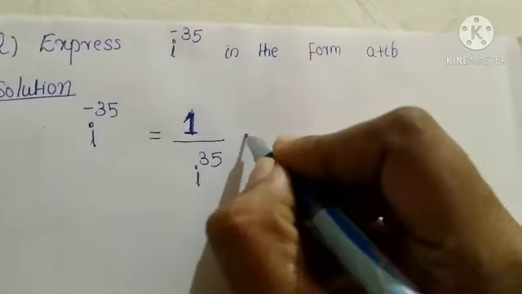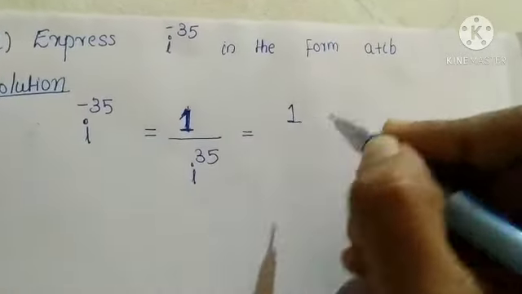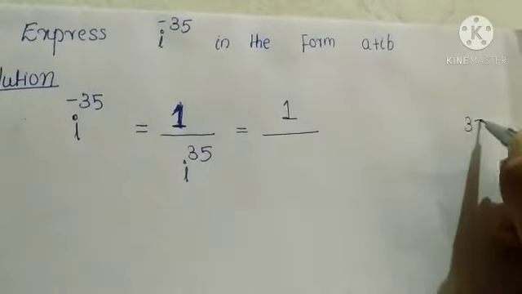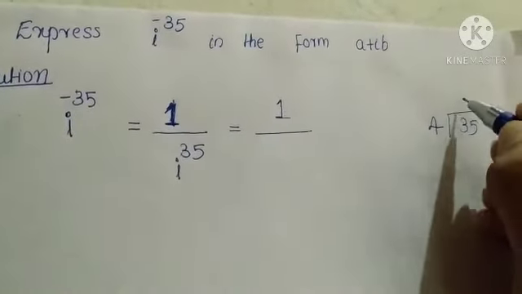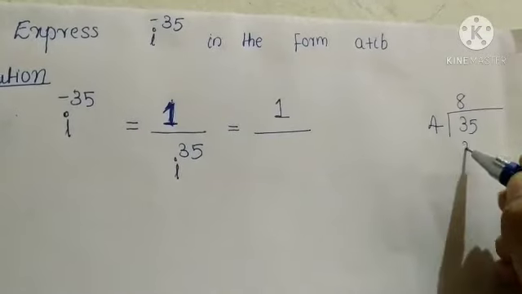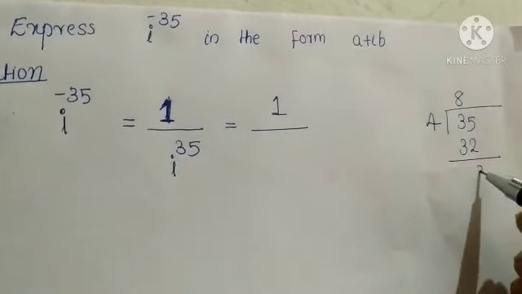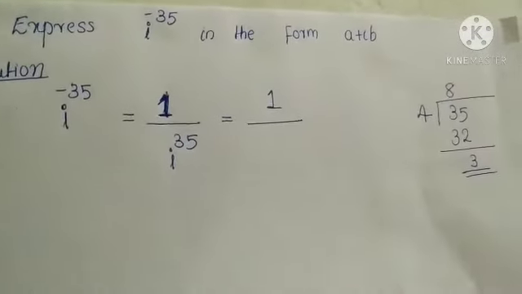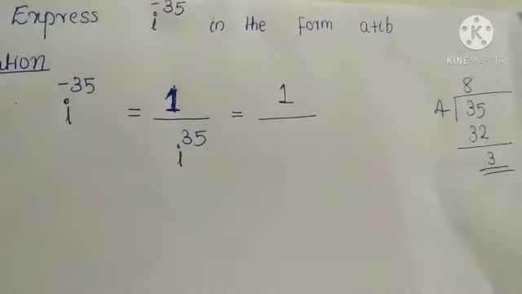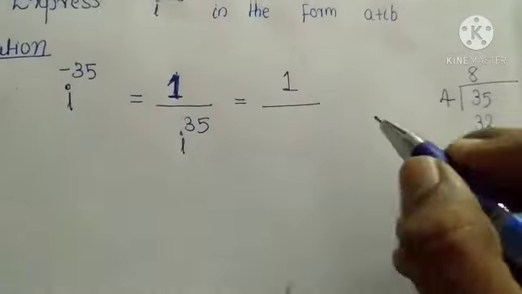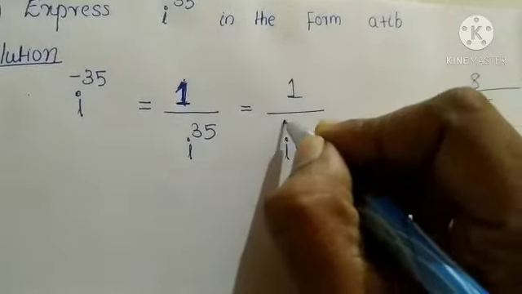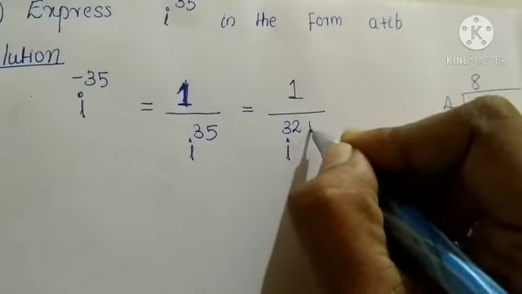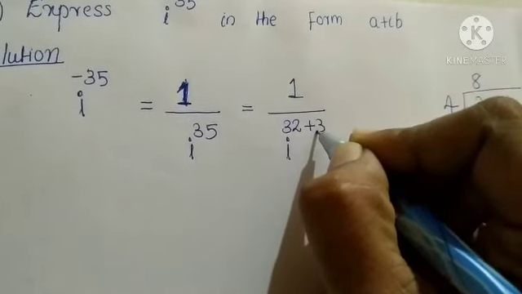Okay, so next I am going to divide this 35 by 4, and we know that 8 into 4 is 32. The remainder is 3. So this i raised to 35 can also be written as i raised to 32 plus 3.